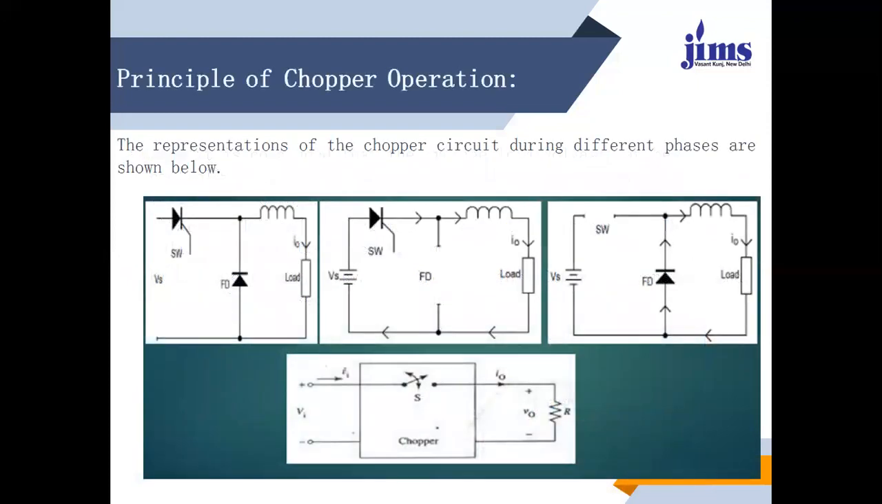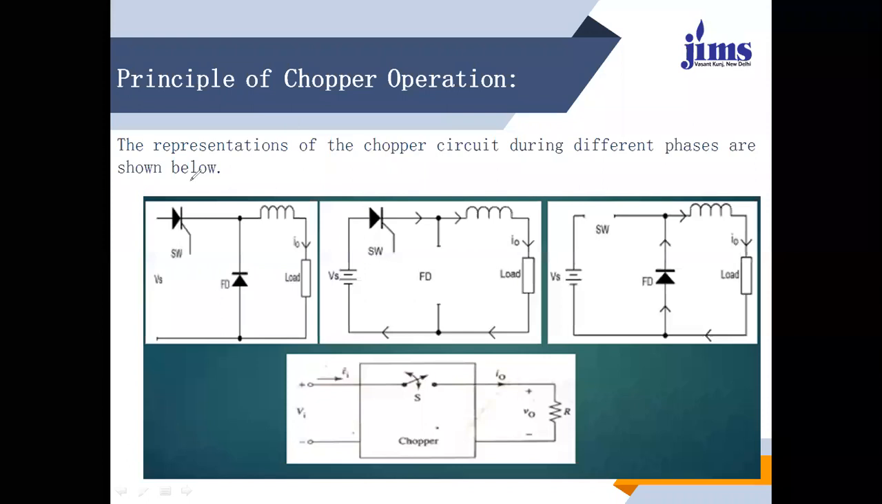The representation of the chopper circuit during different phases is shown below. Here you find that there are normally three components aligned. One is the switch, indicated by SW. Another is the inductance, which gives you a constant smooth output. Another is the freewheeling diode, and this is your load. The load may be of the resistive type or of the inductive type.